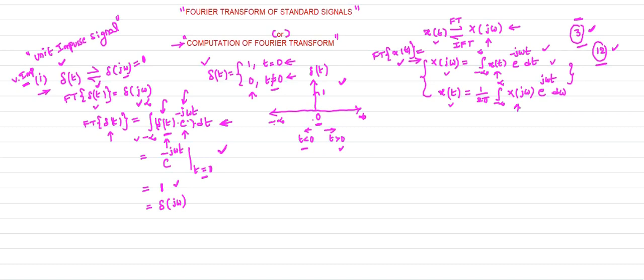So whenever you multiply any function with 0, the result is 0. Integration is nothing but accumulation of the function at different instances of time, from minus infinity to plus infinity. So we are going to add the value of this multiplication at each and every instant from minus infinity to plus infinity. That is the meaning of the integration.